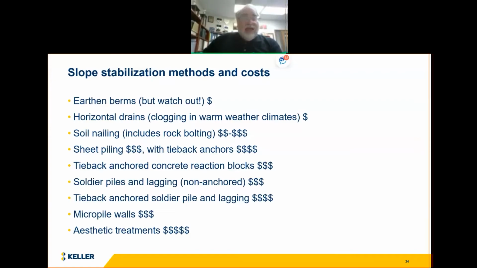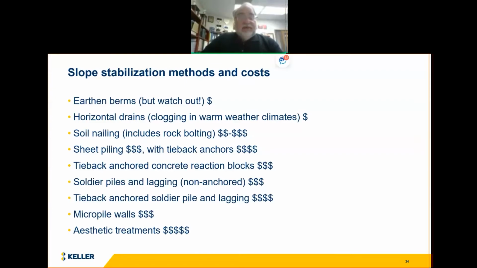Soldier piles and lagging can be used either non-anchored or with tie-back anchors. They're a great solution, particularly in the non-anchored case, for a lower cost. I'll show you that as we move along here. Obviously, the cost goes up with tie-back anchors, but you also get a lot more capability and resistance by adding that. And then micropiles can be drilled into the earth and intersect failure planes and act like dowels and resist the slide in failure. And we'll talk a little bit about that.